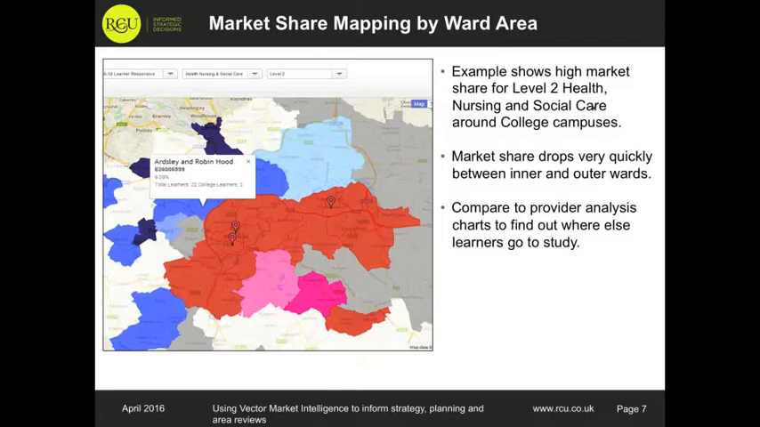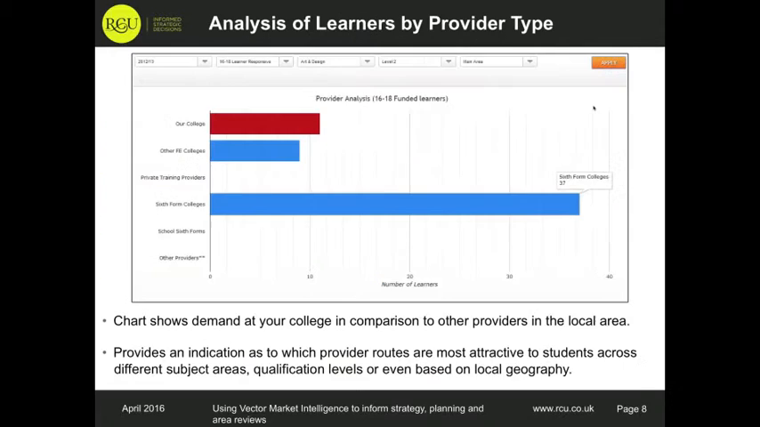And so the next question that people generally say to us is, okay, if they're not coming to me, where are they going? So what you can do again on Vector is start to see, in a particular ward or area, on a particular level and subject area, how many learners have I got? That slide shows it's about 10. But actually, there are 37 going to sixth form colleges. So you can start to see in that particular area, your competition is sixth form colleges.